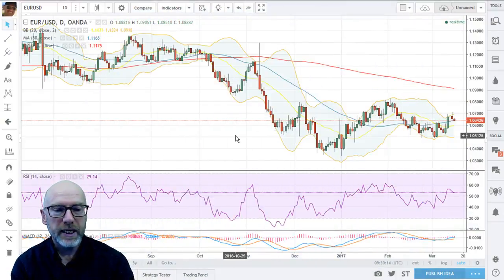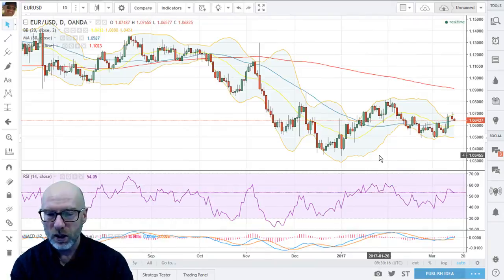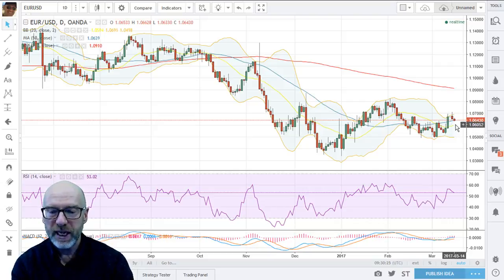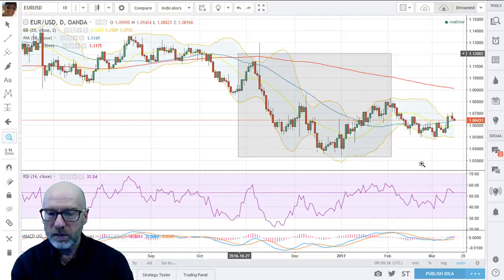So on the euro against the US dollar, we can see that we had a good move at the end of last week, and it moved above the 50-day moving average. As I said last week, the 50-day moving average, which is the blue line, what I'll actually do is expand just the last 3 months so you can see it clearer.